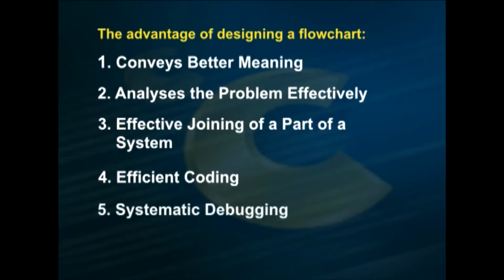Fifth one, systematic debugging. Even after taking full care in program design, some errors may remain in the program because the designer might have never thought of a particular case. These errors are detected only when we start executing the program on a computer. Such program errors are called bugs, and the process of removing these errors is known as debugging. A flowchart is very helpful in detecting, locating and removing mistakes or bugs in a program in a systematic manner.